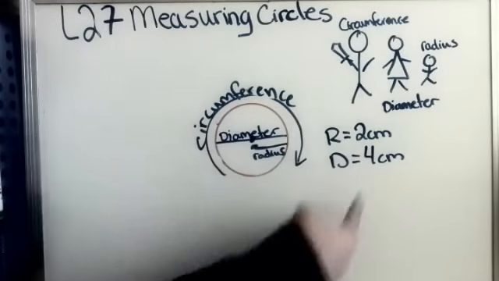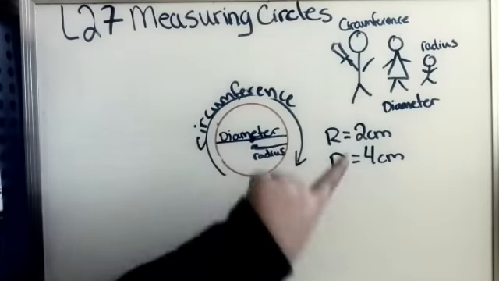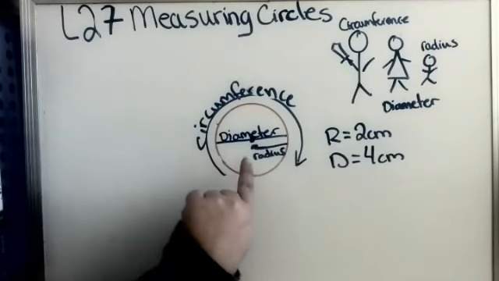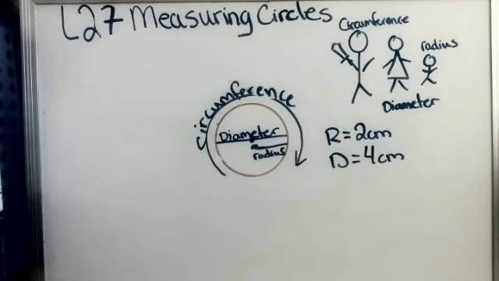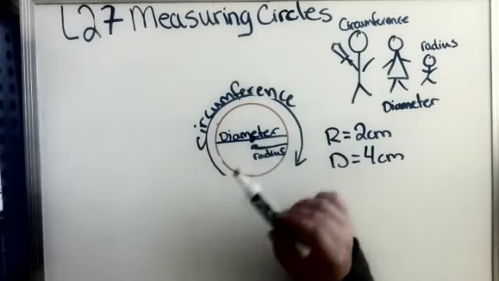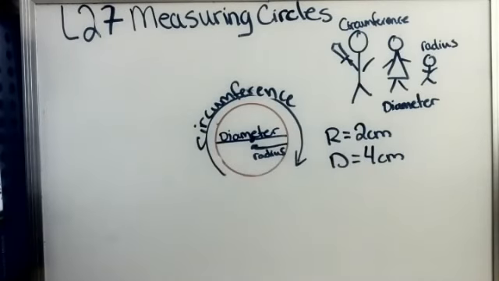Biggest, the knight, circumference of the round table, the outside. Wife, diameter, all the way across the center. And radius, halfway. He is the smallest. Okay? And again, radius half, diameter full length of the circle, circumference outside. That is all there is to it for lesson 27, measuring circles for course 1.